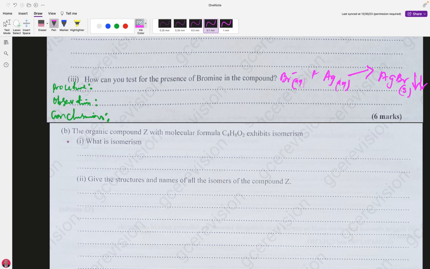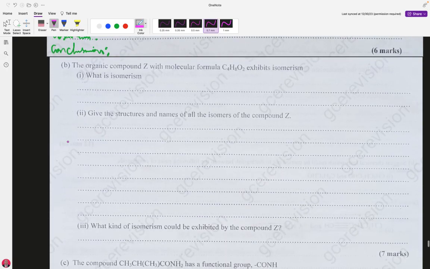Then what is isomerism? Isomers are different; isomerism is a different thing. Isomerism is a phenomenon that helps to describe isomers. So we can say it is the existence of compounds having the same molecular formula but different structural arrangement. Okay, let's go to C. Give the structures and names of all the isomers of the compound Z.